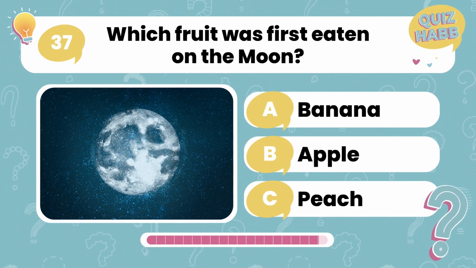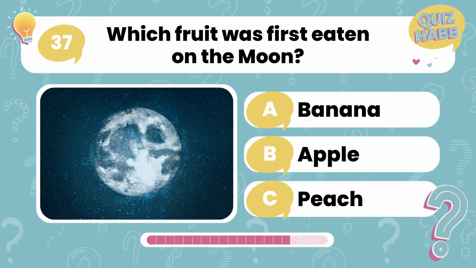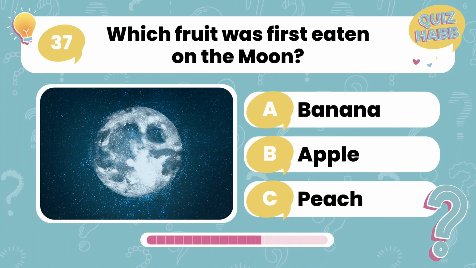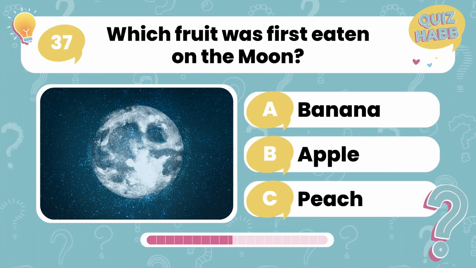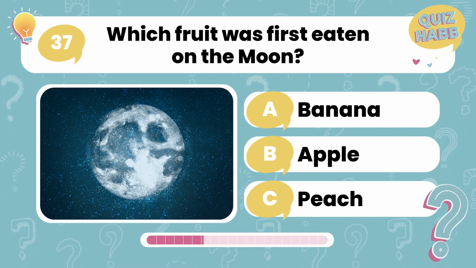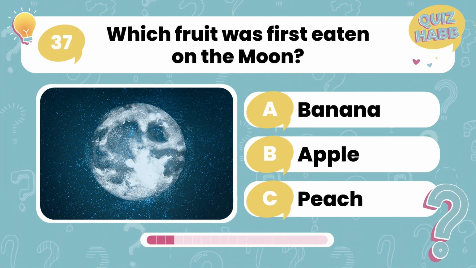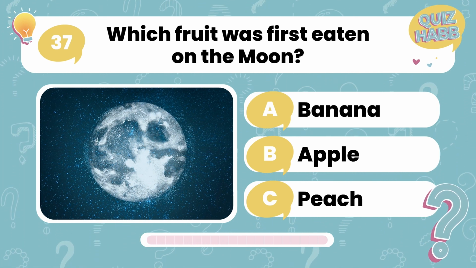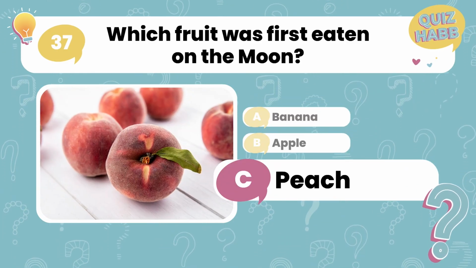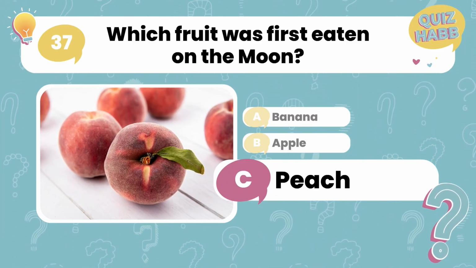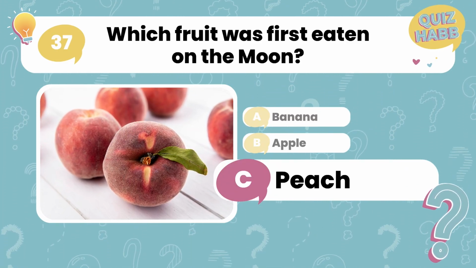Which fruit was first eaten on the moon? A. Banana, B. Apple, C. Peach. Correct answer, peach. Apollo 11 astronauts ate canned peaches during their mission.